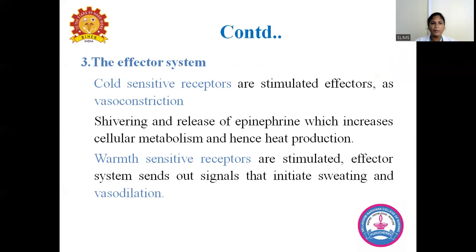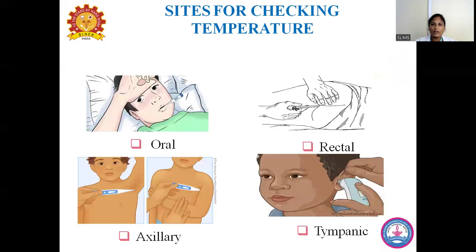The effector system: when cold sensitive receptors are stimulated, the effectors are vasoconstriction, shivering and release of epinephrine, which increases cellular metabolism and hence heat production. When warm sensitive receptors are stimulated, the effector system sends out signals that initiate sweating and vasodilation. Sites for checking temperature are oral, rectal, axillary and tympanic. So these are the sites where we can check body temperature.